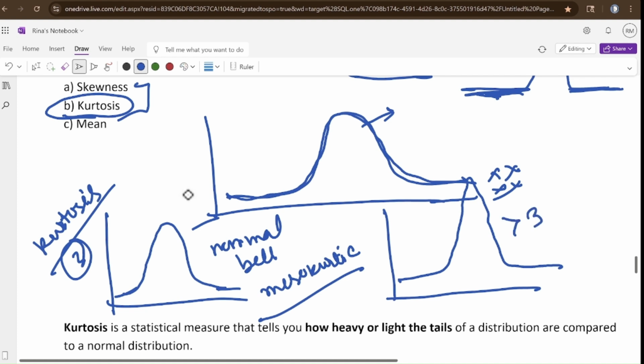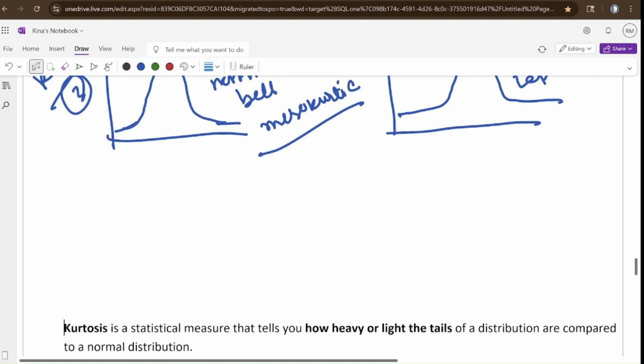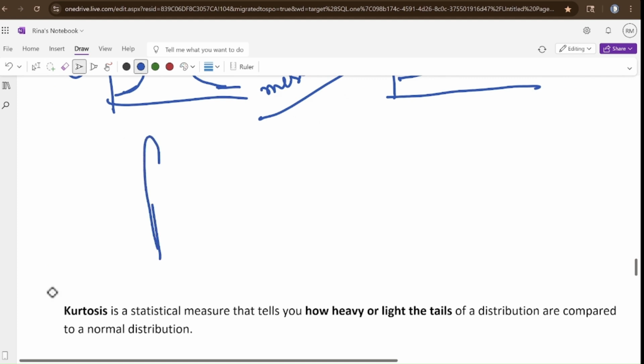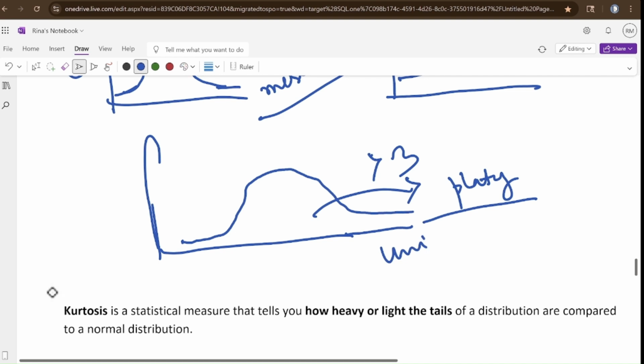Now, if kurtosis is greater than 3, then it will be a sharp peak and heavy tails. Then it is known as leptokurtic. And one more is thin tails and flat peak. Here the kurtosis will be less than 3. This is known as platykurtic, mostly like a uniform distribution. The data is uniformly scattered.